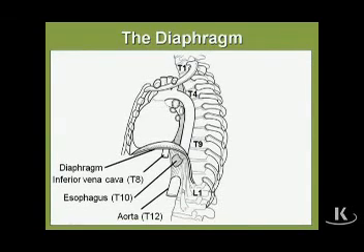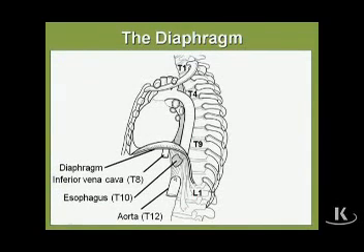And then lastly, most posteriorly, and therefore the lowest, at the level of the 12th thoracic vertebra, is the aortic hiatus. The esophageal hiatus is at the level of the 10th, and passing through the aortic hiatus is not only the aorta, but also the thoracic duct.